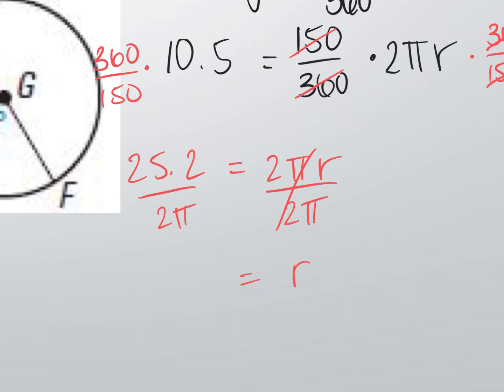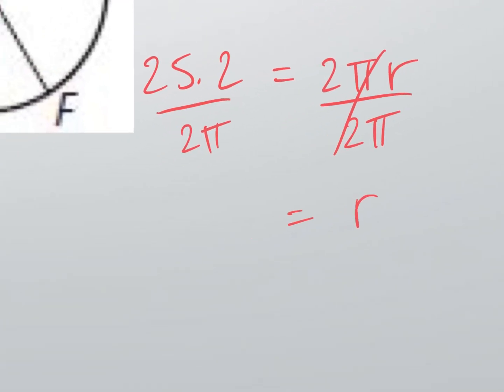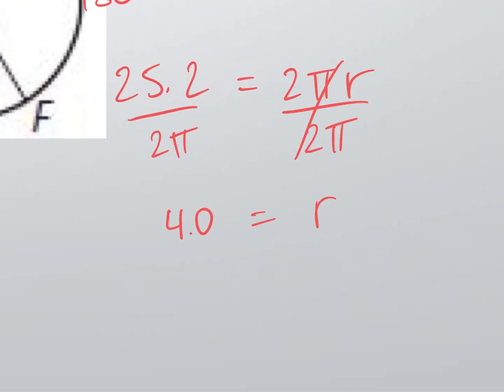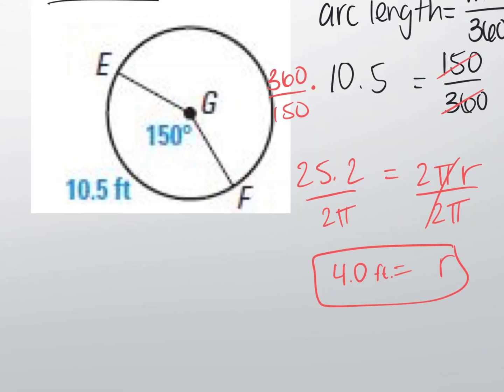I got 4.01. What did it say to round to? The nearest tenth. What does 4.01 round to? 4.0. What am I missing in my answer? Units. What units do I need? Feet. Look back at the question. Does that make sense? If that arc length was 10.5, would the radius kind of sort of be around 4? Would this piece look to be around 4.0? Yeah, I would say it pretty much does. Always go back and check, does it make sense to the context of this problem?